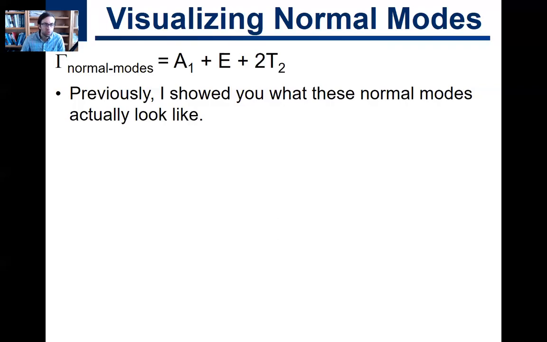So we are almost ready to interpret the vibrational spectra, both the IR and Raman spectra of methane. But before we do that, there's one last thing we have to go over in this chapter, which is how to visualize normal modes. So, we know for methane that we calculate the normal modes are A1 plus E plus 2T2. And previously I showed you some animations of what these normal modes look like.